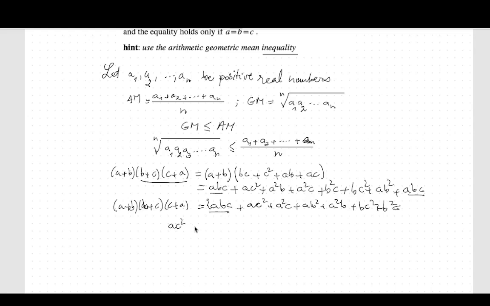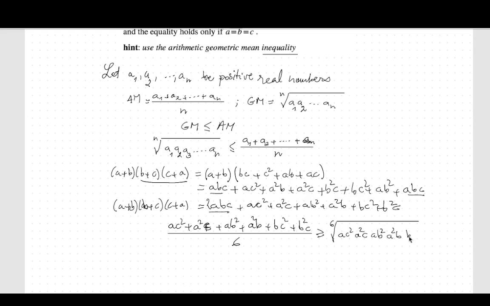ac squared plus a squared c plus ab squared plus a squared b plus bc squared plus b squared c, over the number 6, is greater than or equal to the 6th root, because n equals 6 here, of the product of all these 6 numbers: ac squared times a squared c times ab squared times a squared b times bc squared times b squared c.